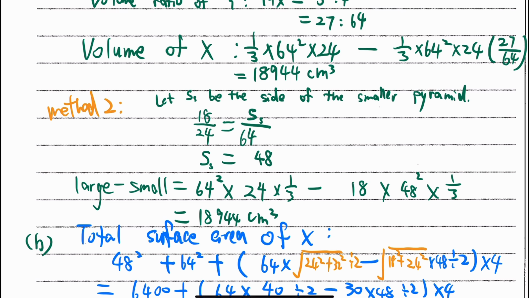Okay. And then divide by 2, why? Because base times height divided by 2 is the area of a triangle, minus the largest triangle minus the smaller triangle, right? So for the smaller triangle, you also need to find the height of the lateral face. 18 is the height, and then 24 is the half of its side.